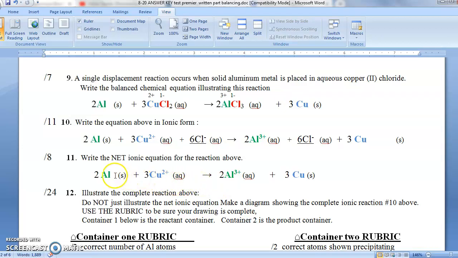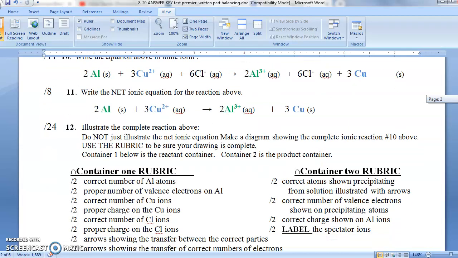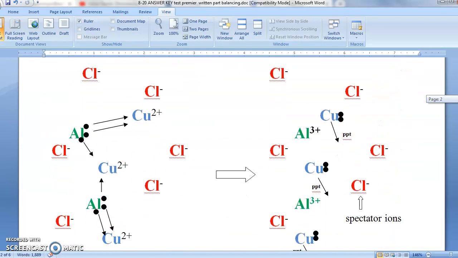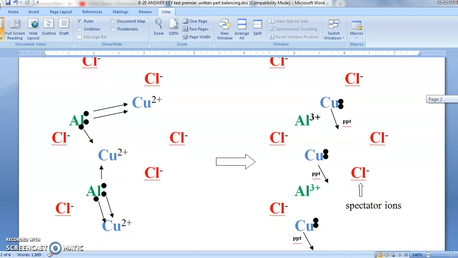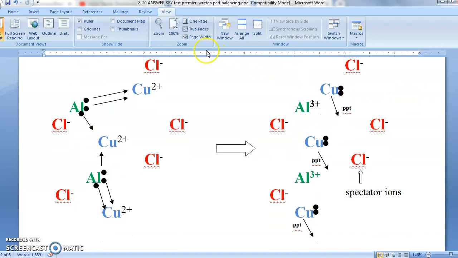So what really happened here? We had 2 aluminums, each getting rid of 3 electrons for a total of 6 electrons moving. We had 3 coppers at 2 plus. Each copper took 2 electrons and went back to neutral and precipitated out of solution. And now they're going to want us to show that happening in a drawing. We're trying to show what happened in a drawing right here.